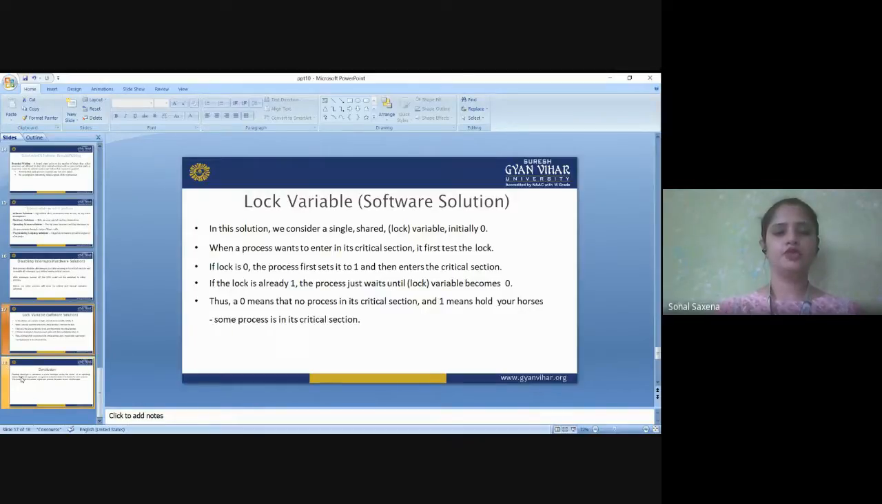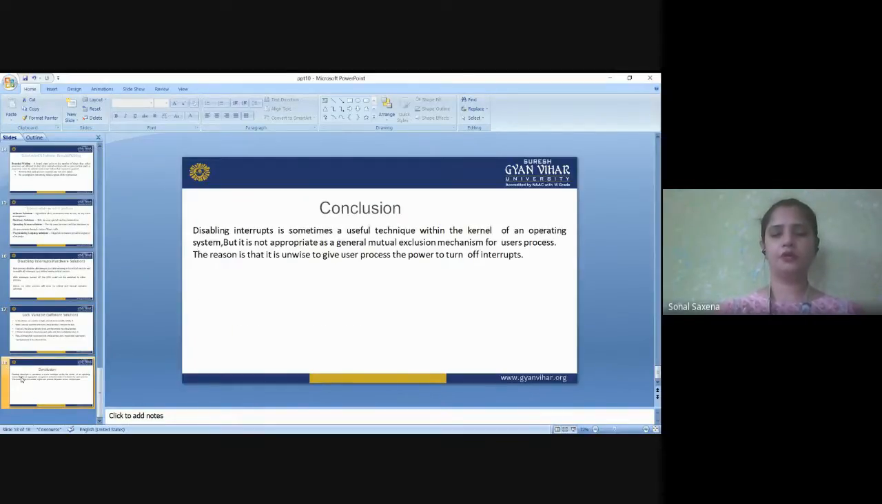So here we reach the conclusion part of today's lecture about the critical section problem in OS. The conclusion that can be drawn is that disabling interrupts is sometimes a useful technique within the kernel of an operating system, but it is not appropriate as a general mutual exclusion mechanism for user processes. What is the reason behind this? The reason is that it is unwise to give user processes the power to turn off interrupts.